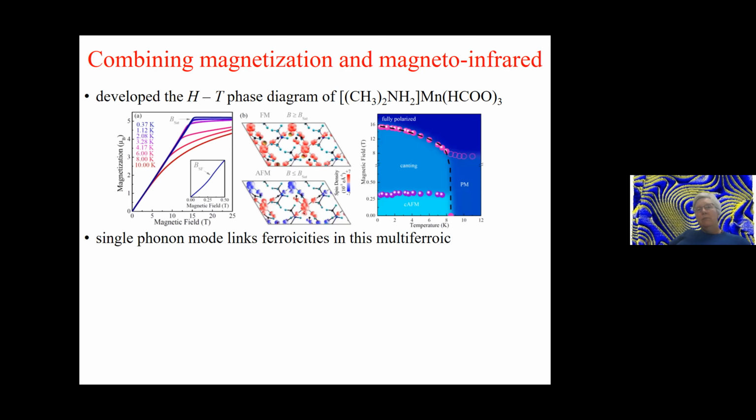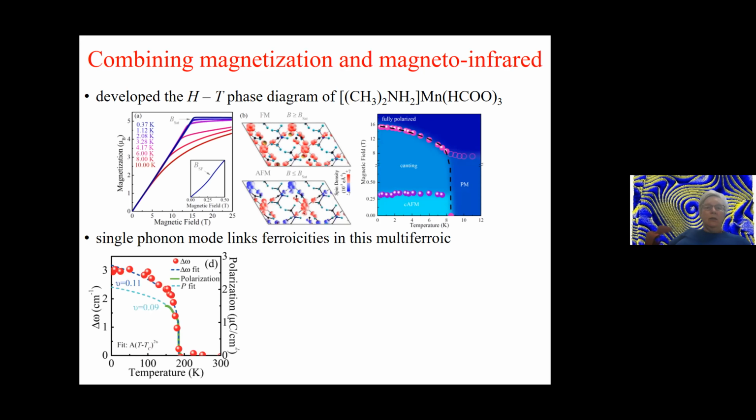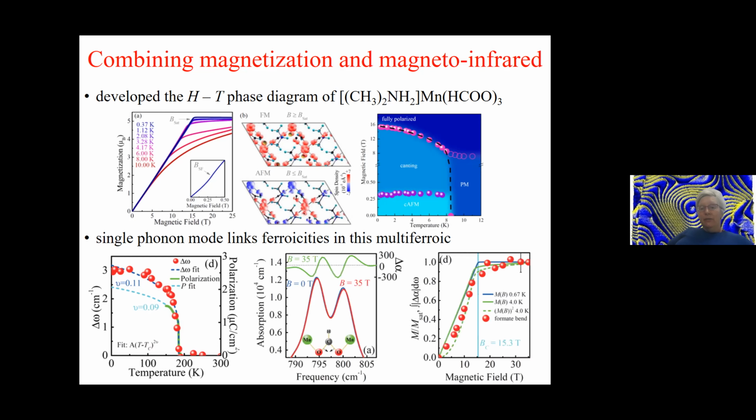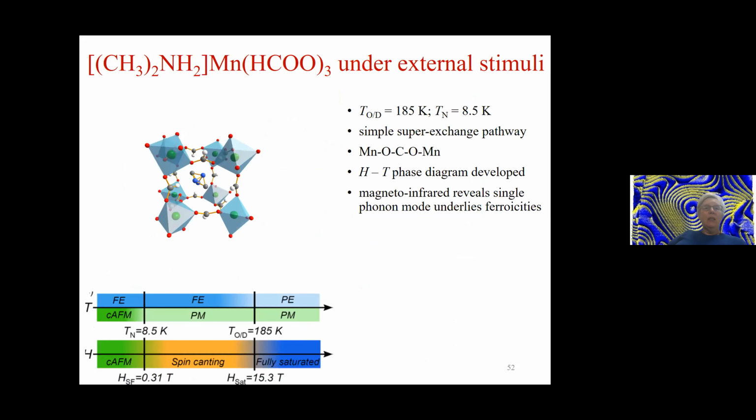And we also did magneto-infrared to show how a single phonon mode, in particular the formate bending mode, links the ferroicities with temperature, as shown here as an order parameter, and in magnetic field, as shown here, and it behaves as an order parameter in both cases. So fine. So this manganese MOF is really quite interesting under external stimuli.